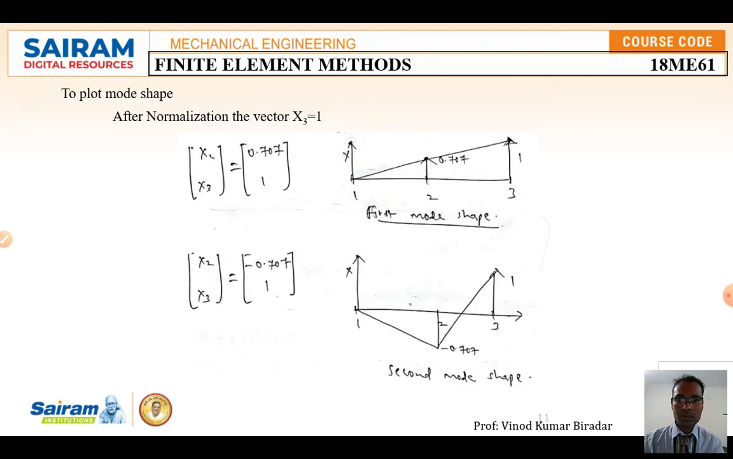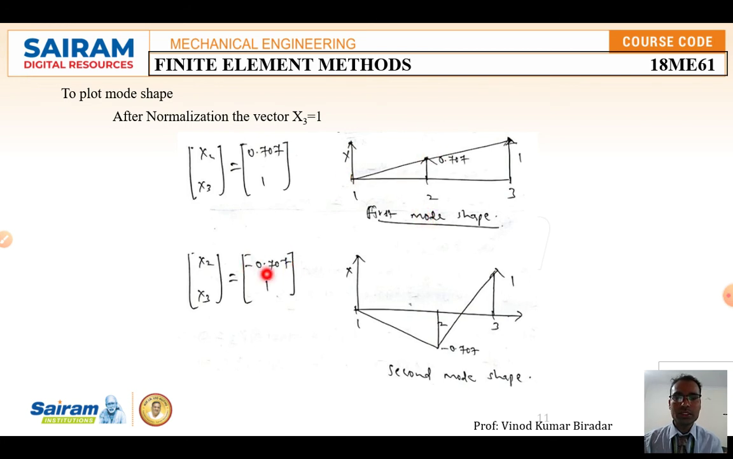Okay, 0.707. So draw the given bar element. Node numbers 1, 2, 3, where node 1 is completely fixed, and at node 2, x2 is equal to what we just got, so write this value. After normalizing the vector x3 equal to 1, if you draw this, what does it give? The mode shape for the given bar element. This is the first mode shape.